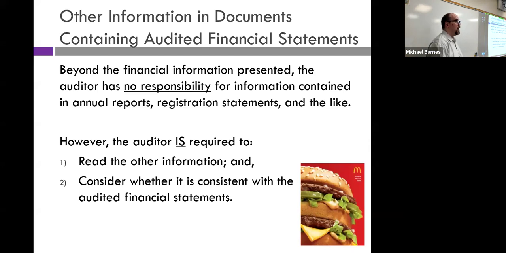So if they said we had $1 million net income when in fact they had $1 million net loss, well, that last word is really important. Income and loss mean drastically different things. Okay, so we have to make sure that the information being represented is consistent.